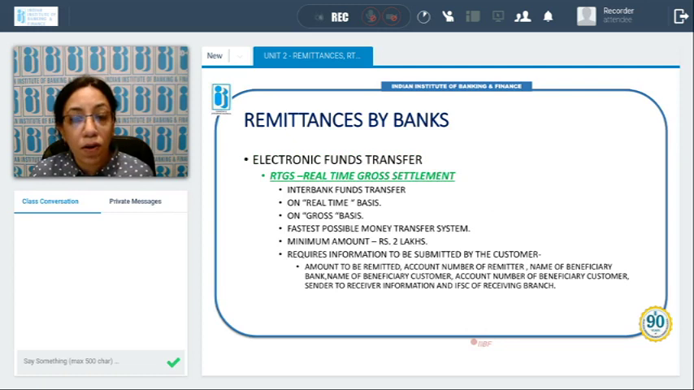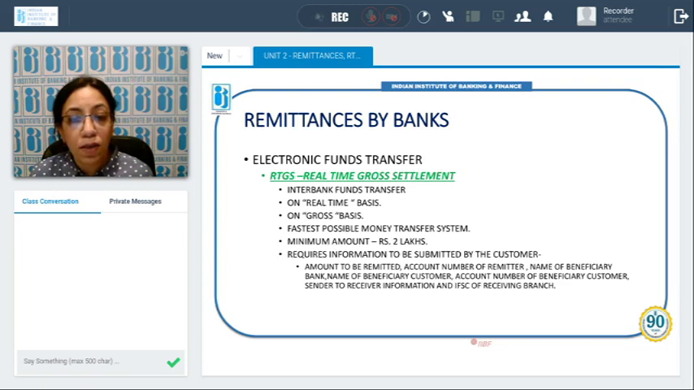Another type of electronic funds transfer is RTGS, real-time gross settlement. This is the most famous of the electronic funds transfers available. It is an interbank funds transfer. Interbank means between different banks. If a large amount is to be transferred, RTGS is used. The word itself indicates that it is on a real-time basis. It means the moment money is transferred from one account to another, it is done immediately. It is on gross basis.